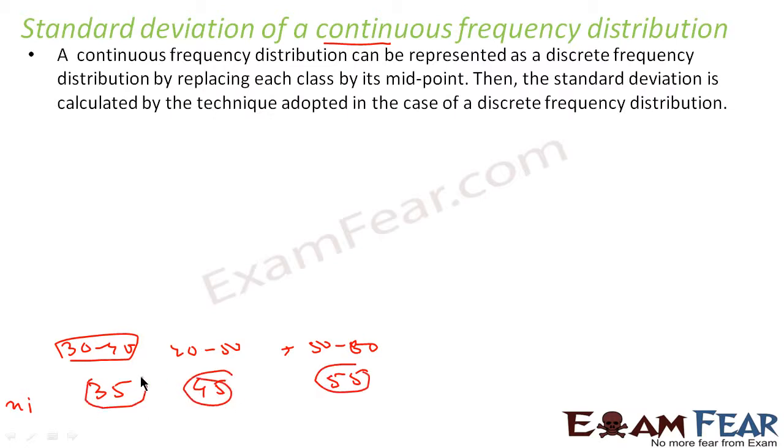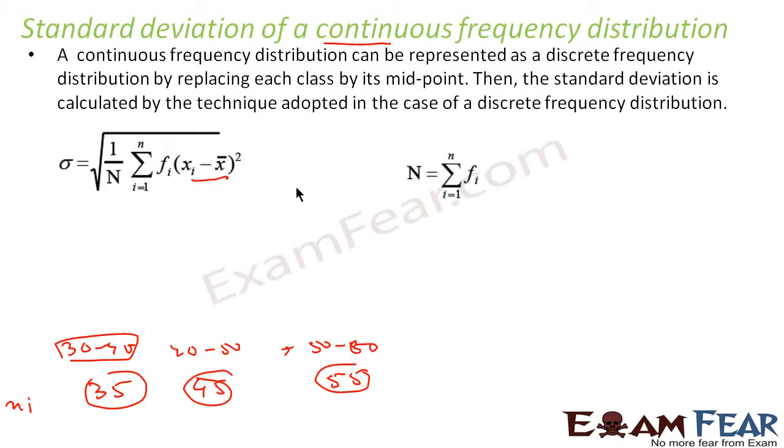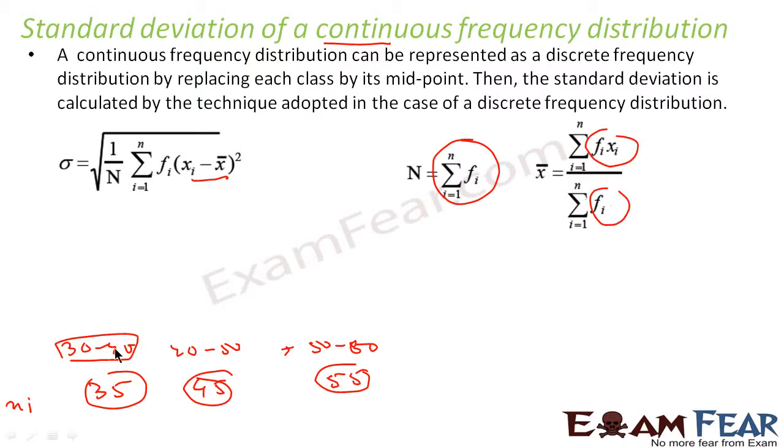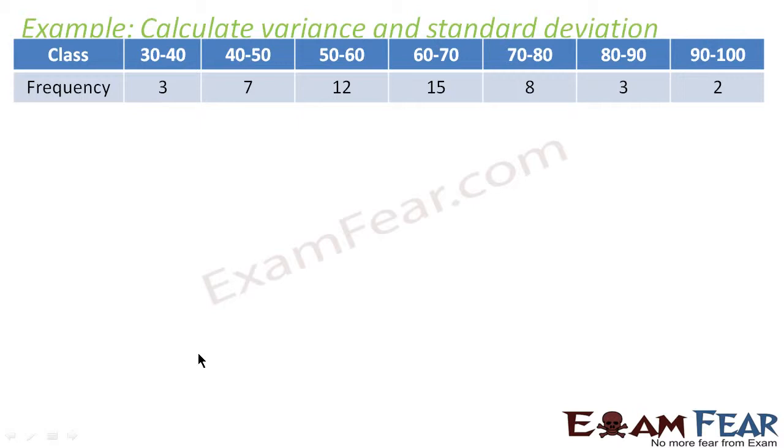Once we have the midpoints, that is the xi's, and we have the frequency, we can use the same formulas: the square root of 1 by n into sigma fi into xi minus mean, squared. That is the root mean square deviation. You get the deviation, square it, take the mean, and find the root. Here n is the sum of the frequencies, sigma fi, and mean is sigma fi xi by n. We get xi by taking the mean of the upper and lower limit of the class, and then it becomes the same as discrete frequency. No difference. Here we have to find the variance and standard deviation.